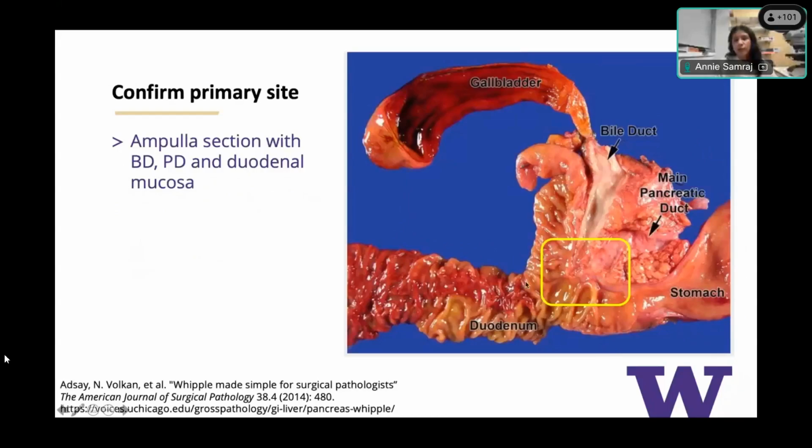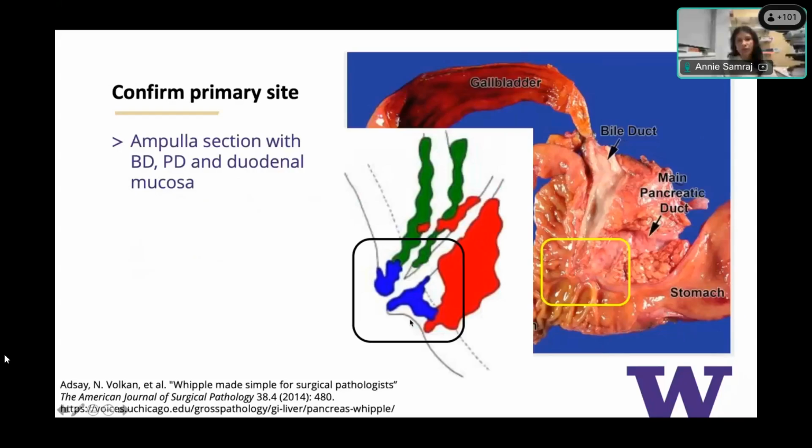And one of the important sections that we have to take is this ampulla section right here. So again, bile duct, pancreatic duct opening into the ampulla. And again, this is important because we want to identify the location.